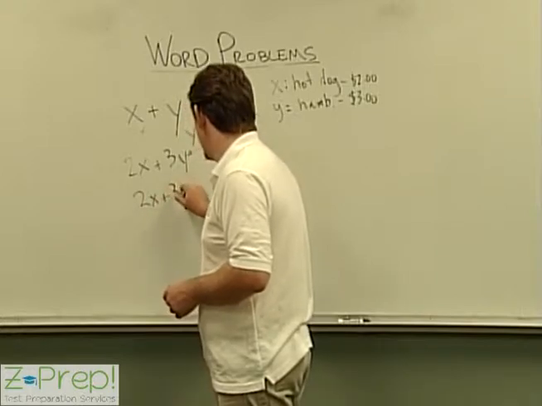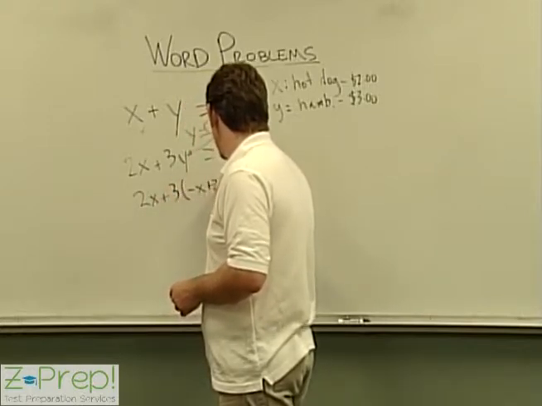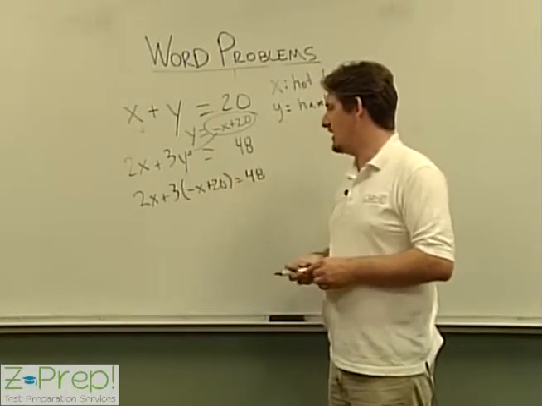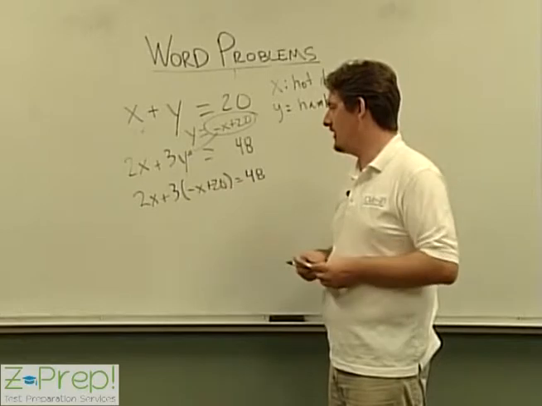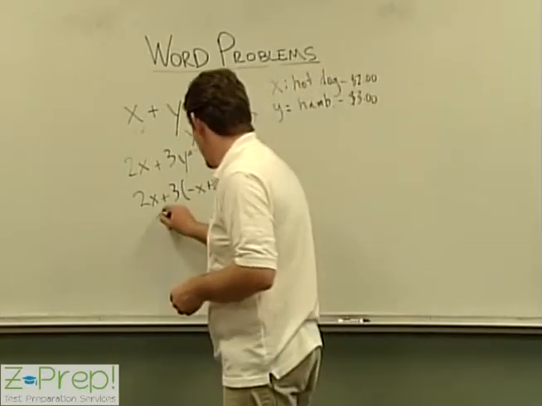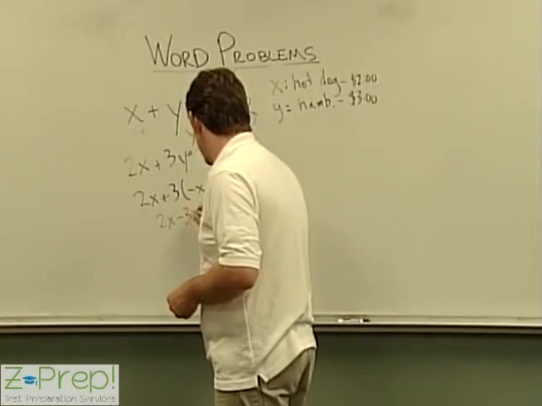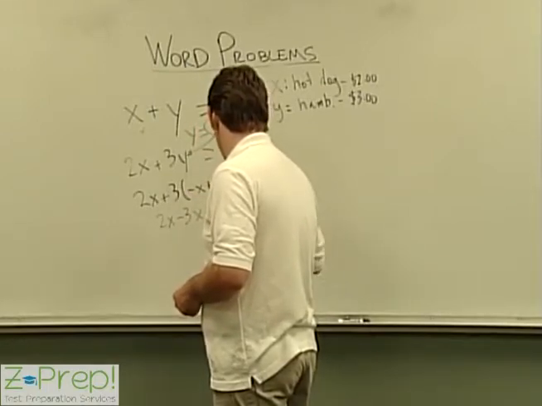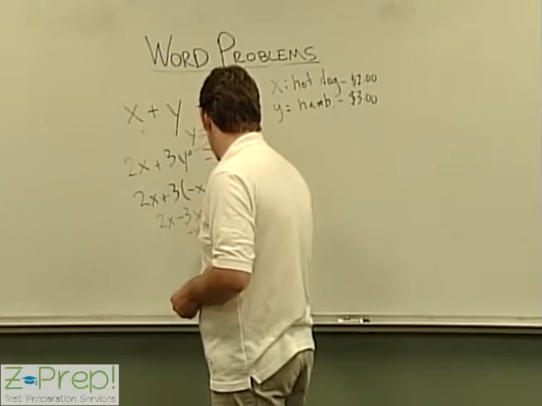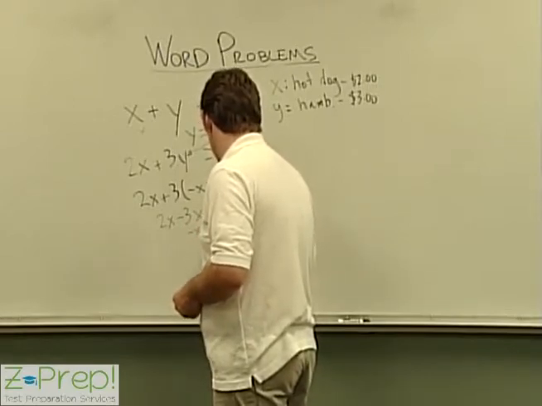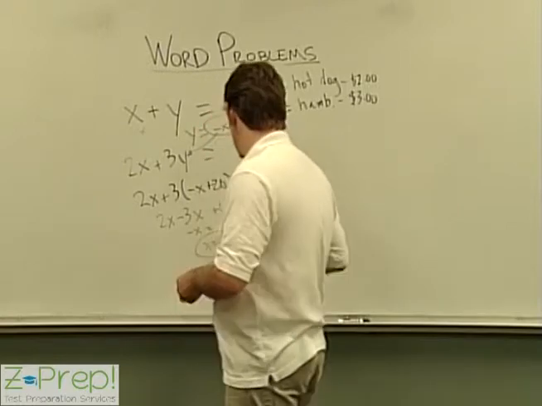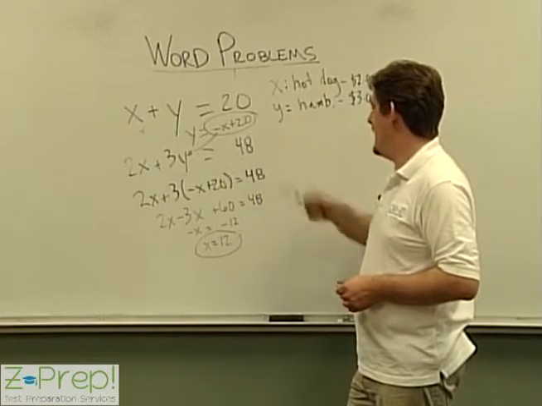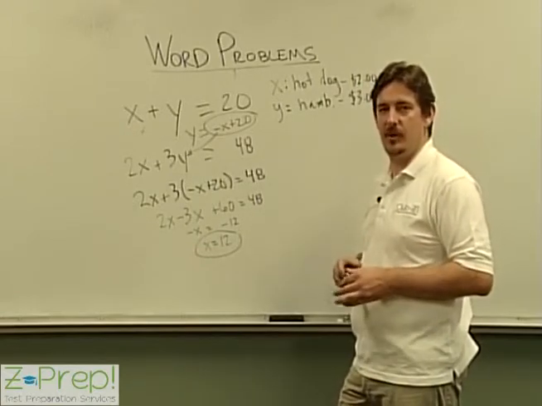2x plus 3 times negative x plus 20 equals 48. So now we've got one equation, one variable. This is very solvable. 2x minus 3x plus 60 is 48. Quick solve, minus x equals negative 12, x is 12. So we have 12 hot dogs, 8 hamburgers would be the solution to the system of equations.